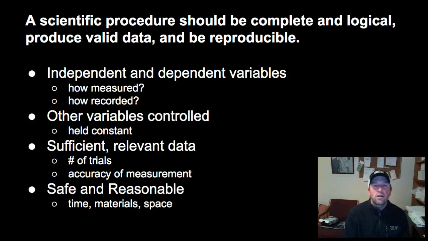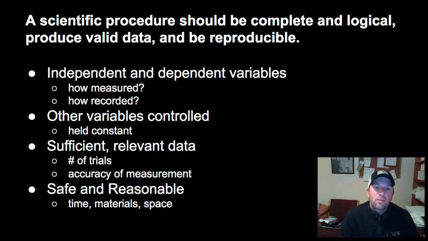And in a procedure, there are a few things that are really important. One is that you do have to know what your variables are. And in your procedure, you have to spell out very specifically how those variables will be measured and how that data will be recorded. So it's important you're thinking about units and thinking about how you're actually going to measure those variables versus just looking at random data.